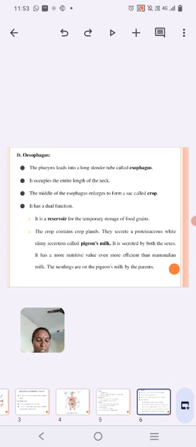The first is as a reservoir for the temporary storage of food grains. Second, the crop contains the crop gland. It secretes a proteinaceous, whitish, slimy secretion called pigeon milk. It is secreted by both sexes. It has high nutritive value, even more efficient than mammalian milk. The nestlings of pigeons are fed by the parents.